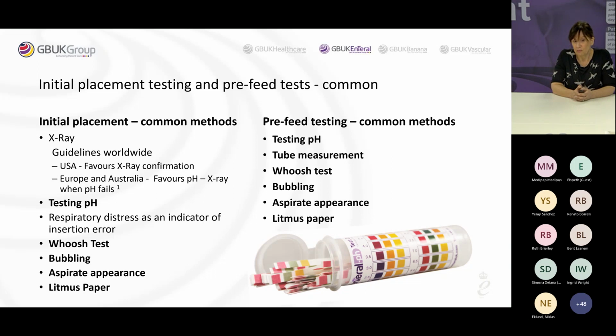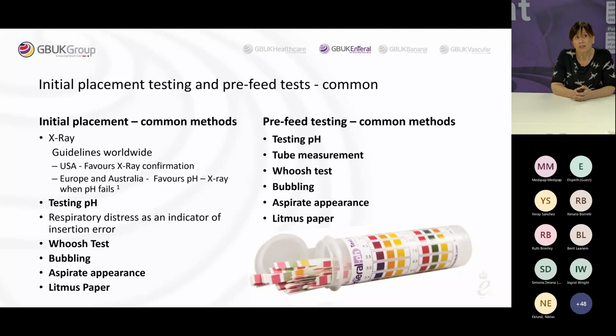The Whoosh test, as Paul has described, is the most commonly used around the world, where air is infused down the NG tube and a stethoscope is placed over the patient's stomach, and you listen for the bubbling sound. But again, it's difficult to know exactly where that sound's coming from. There are other tests such as bubbling and aspirate appearance, and also the litmus paper test, which is probably the forerunner of the pH test, where blue litmus paper will turn pink in the presence of acid. However, blue litmus paper turning pink will also happen at a pH of around 6, possibly even 7, so it's not a good test for stomach pH.